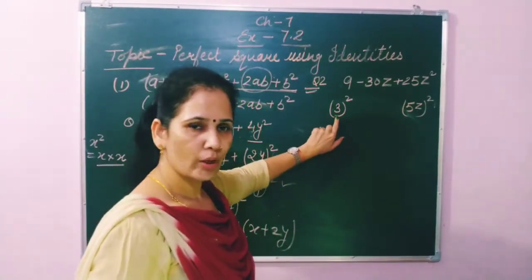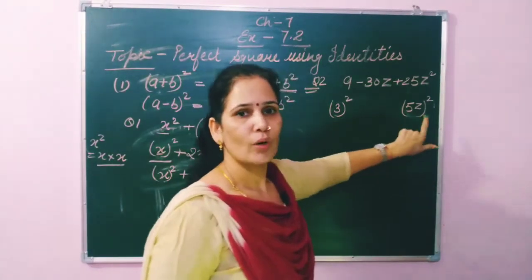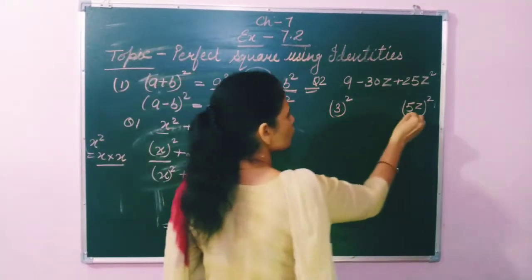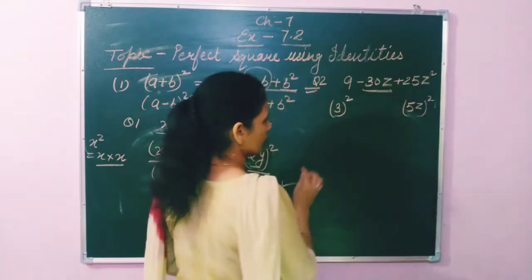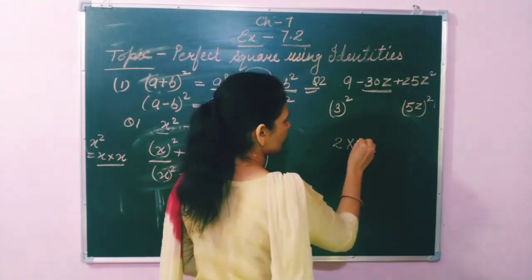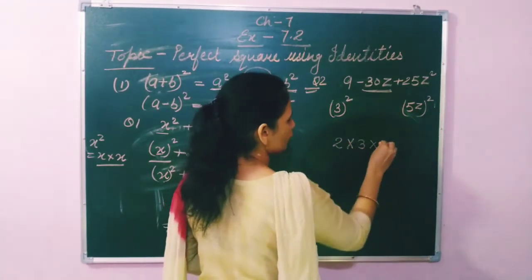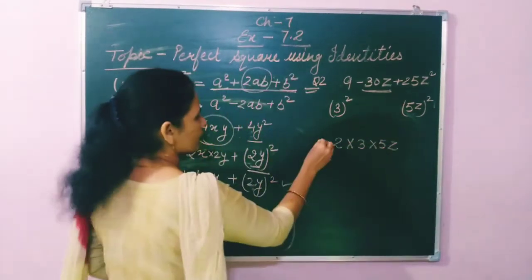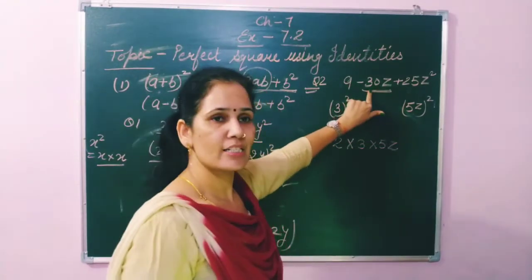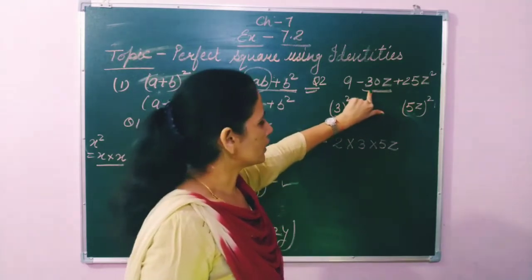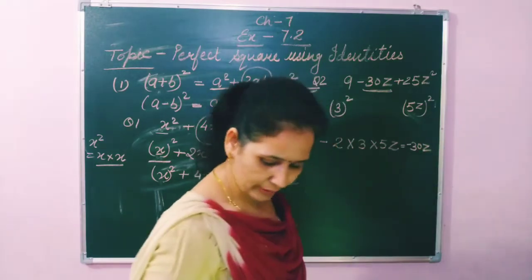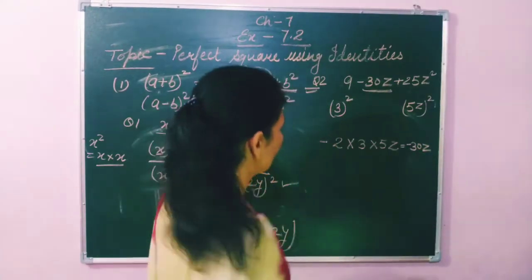Now we get a square and b square. Now what do we require in the middle? 2ab. So let's see whether these two terms satisfy this or not. Let's check. We have written 2, a means 3, b means 5z, and the sign is minus. So 3 times 2 is 6, 6 times 5 is 30. Yes, it exactly satisfies the middle term. We get from here minus 30z. So here we can write this one in expanded form, 2ab.